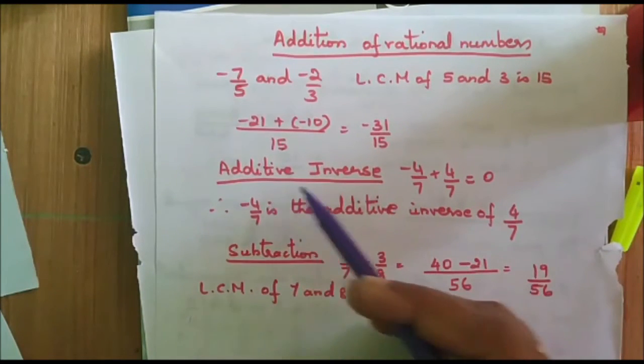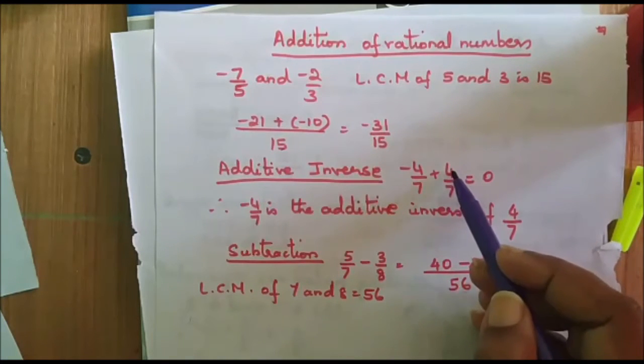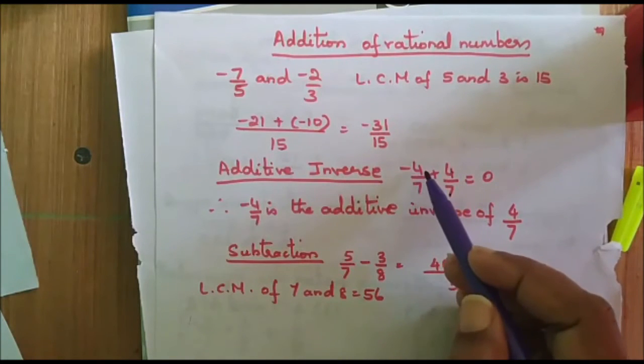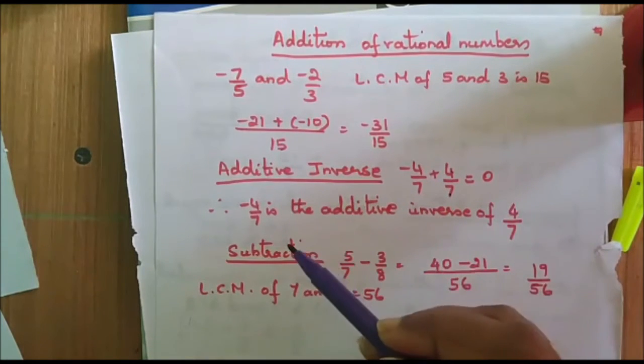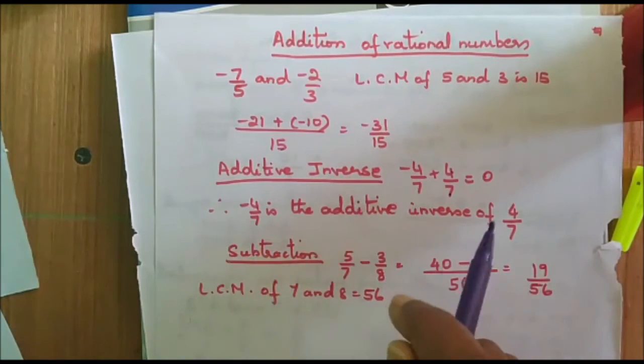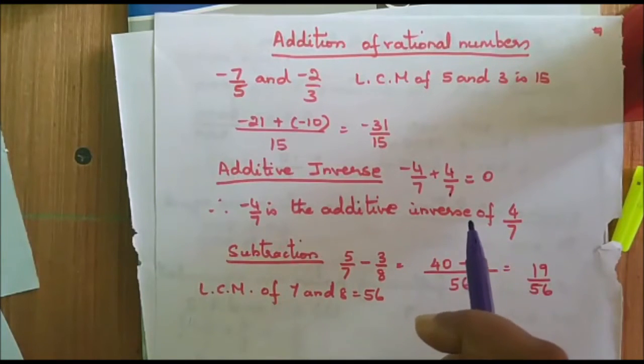Okay. Now we will see additive inverse. For 4 by 7, the additive inverse is minus 4 by 7. Because when we add it, we get 0. So minus 4 by 7 is the additive inverse of 4 by 7.